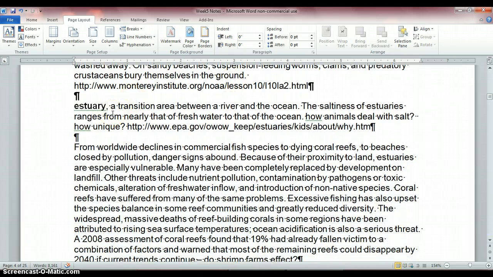An estuary is a transition area between a river and the ocean. The saltiness of estuaries ranges from nearly that of freshwater to that of the ocean. How do animals deal with salt? Like, what makes you unique? Certain sharks can go from fresh to salt, but most can only stay in salt. So how do you deal with that? This will be a lot. Remember, week 1 we talked about your cells getting too much water, too little water, and salt is one way to regulate that.